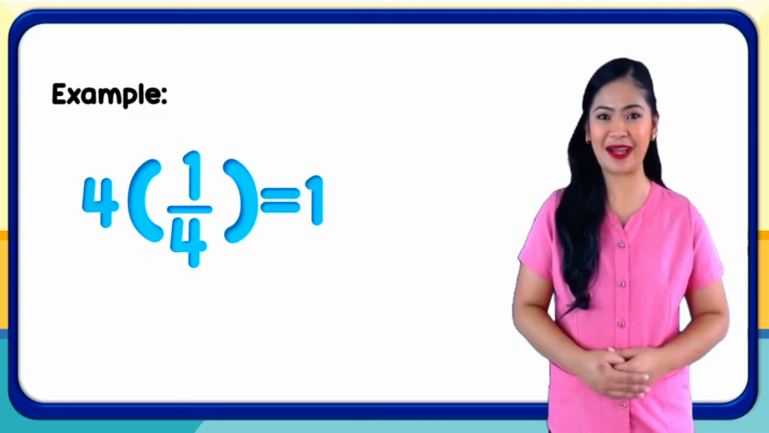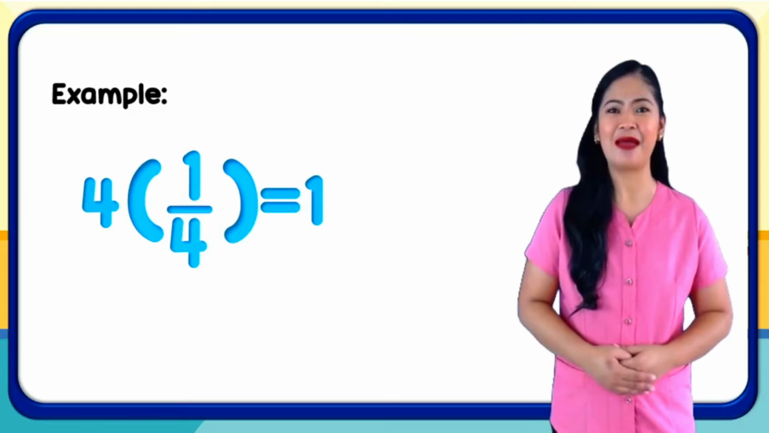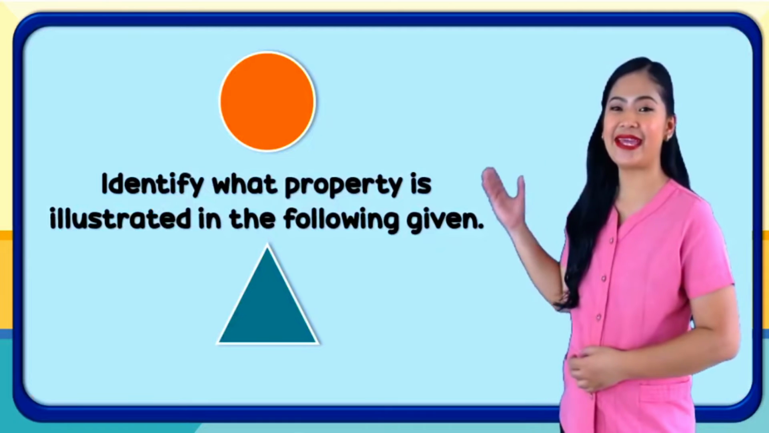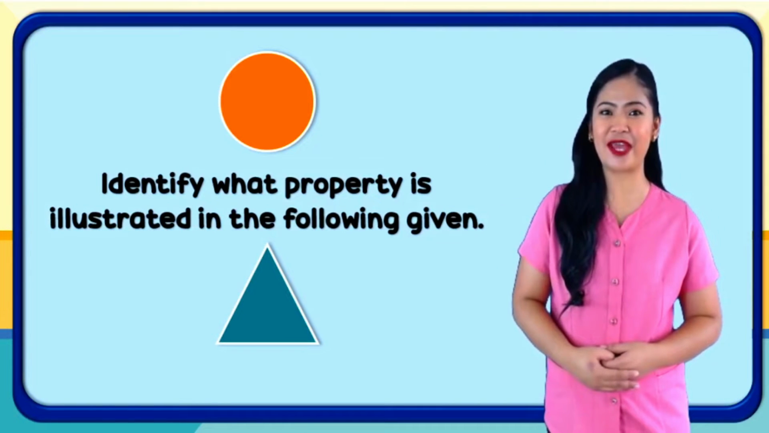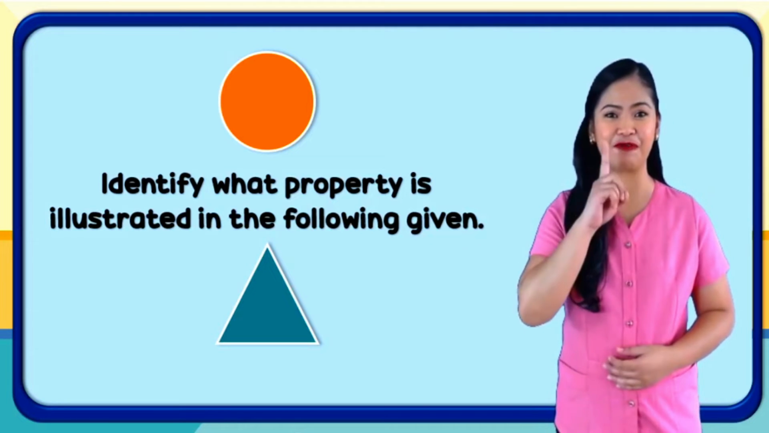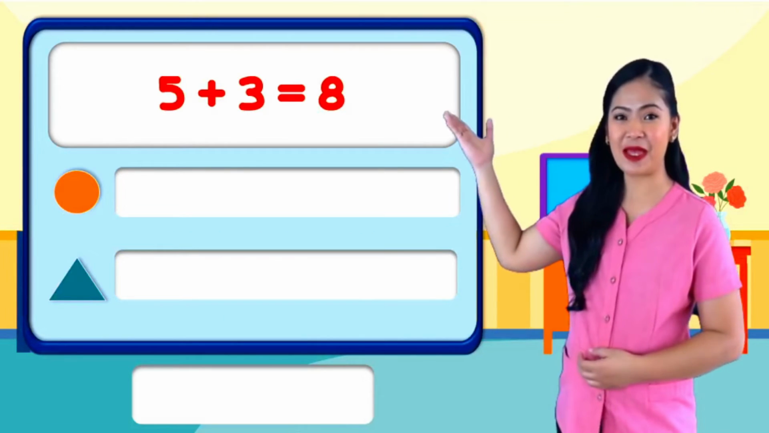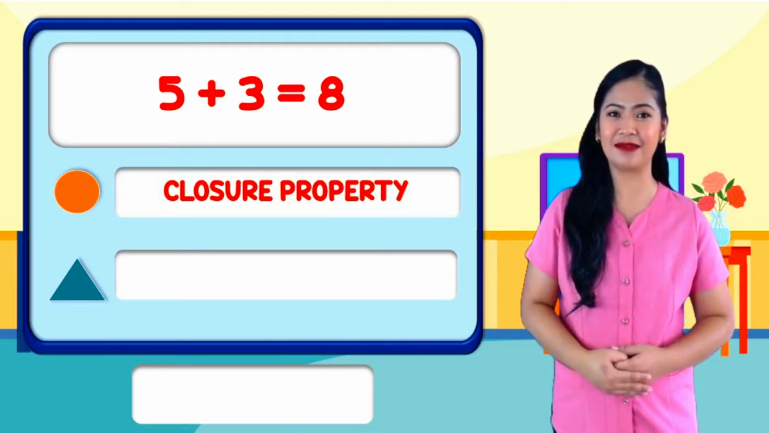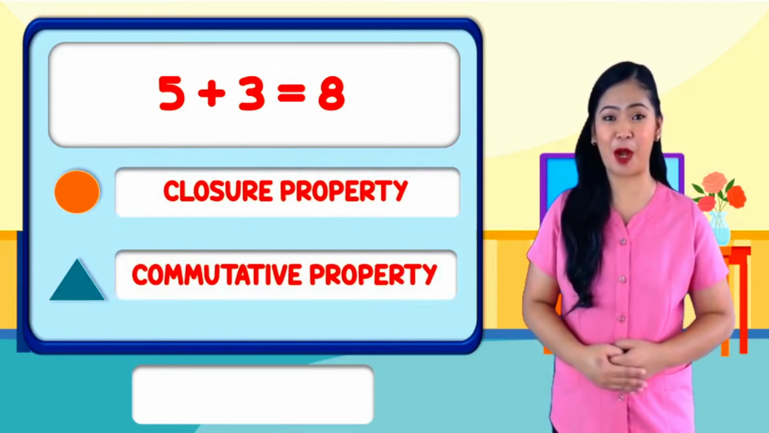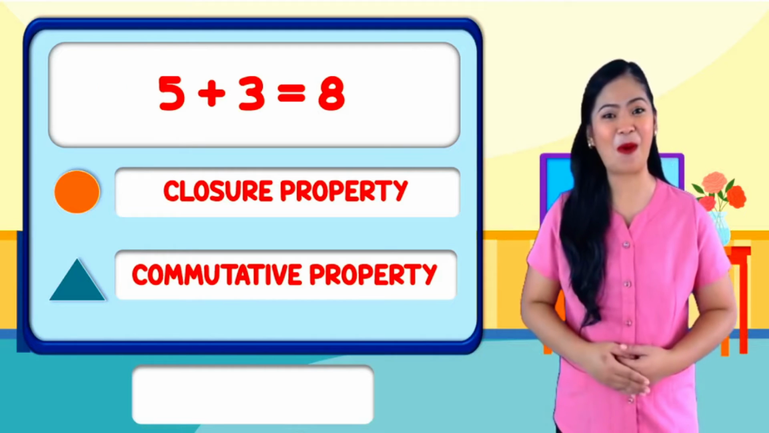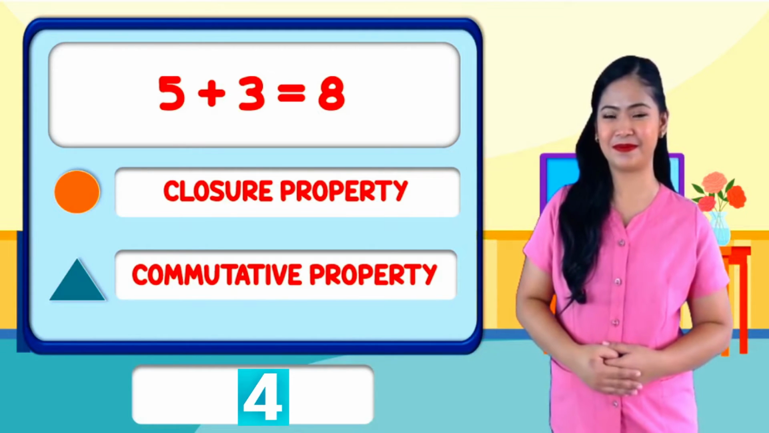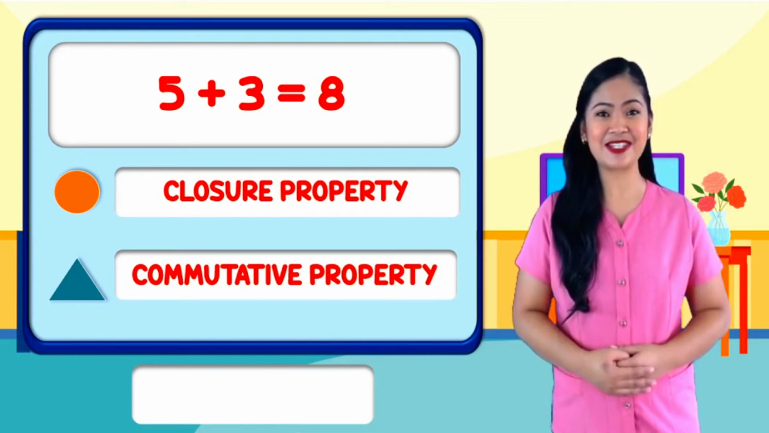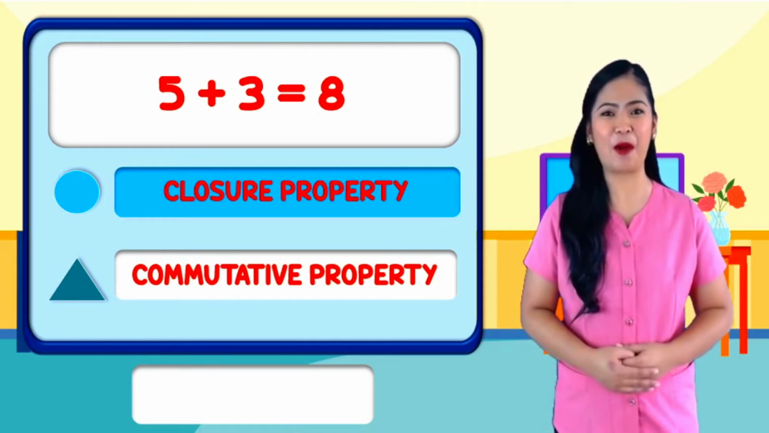Let us have a quick check on how much you understand this lesson by answering the following practice questions. All you have to do is to identify what property is illustrated in the following given. For the first one, we have 5 plus 3 equals 8. For circle, it's closure property. For triangle, its commutative property? Is it circle or triangle? Correct. The answer is circle, closure property.